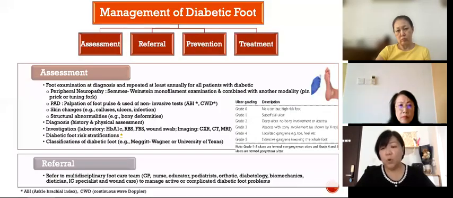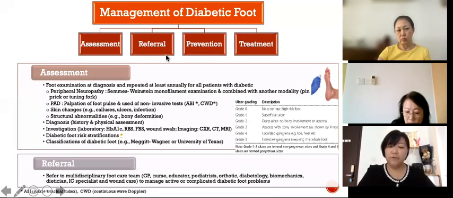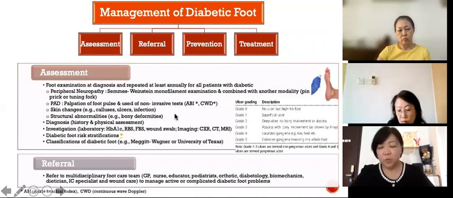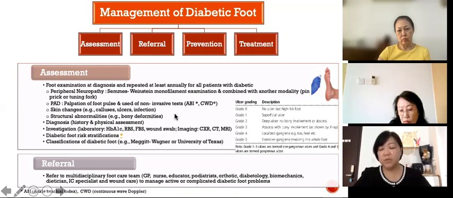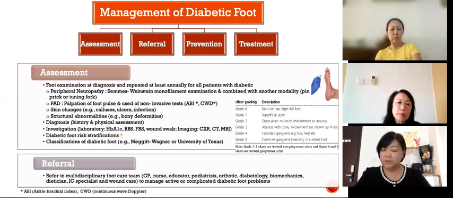Now we go to the most important part, that is the management of diabetic foot. The management of diabetic foot is actually divided into four elements: assessment, referral, prevention, and treatment. Assessment is a normal duty for healthcare professionals. When the patient first comes into the clinic or the hospital, the first thing we do is assessment. We need to do a thorough head-to-toe assessment.